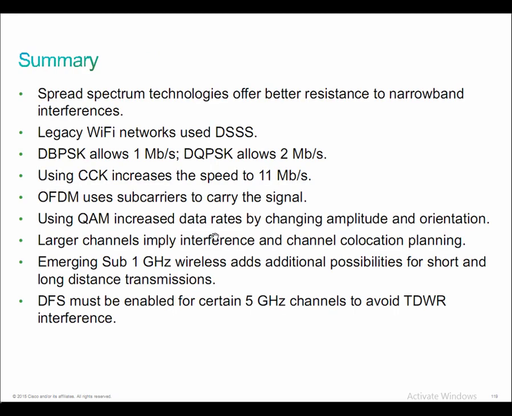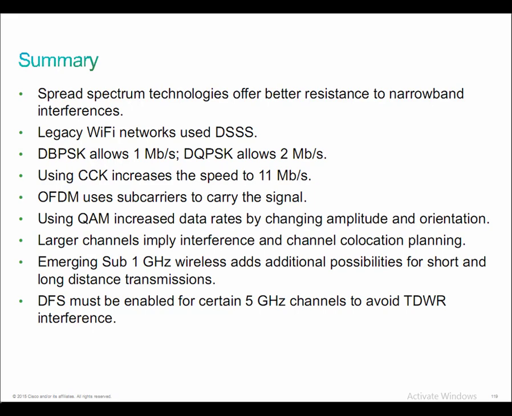So that concludes this particular lesson. I know it was a long one, right? A lot of information, a couple of hours that we talked about. But I think it's a lot of good information. We talked about spread spectrum technologies and FHSS and DSSS and the different spread spectrum components that we had. 1 megabit per second with DBPSK and 2 megabits per second with Quadrature PSK. And then we looked at CCK, OFDM, QAM, and 16 QAM, and 64 QAM, and 256 QAM.